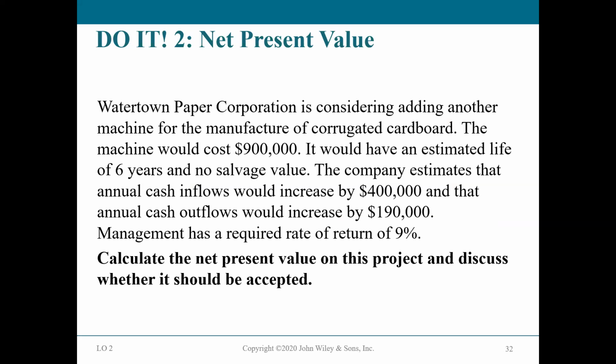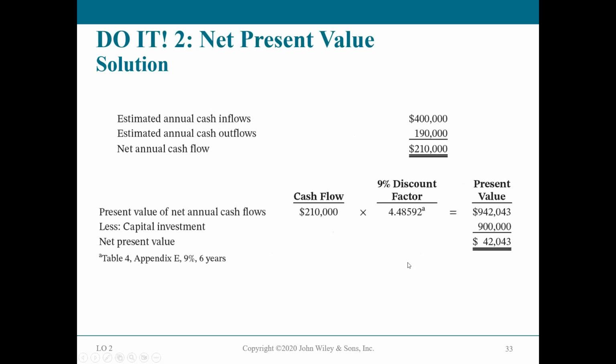All right, let's look at a net present value for Watertown Paper Corporation. They're looking at adding another machine for the manufacture of corrugated cardboard. The machine would cost $900, estimated life is 6 years, no salvage. The company estimates that annual cash inflows would increase by $400,000, annual outflows would increase by $190, and the required rate of return is 9%. Our net annual cash flow then, $400 less $190, is $210. The present value of the annual net cash flows would be $942, capital investment $900 because it's today. So our net present value would be positive again at $42,043.